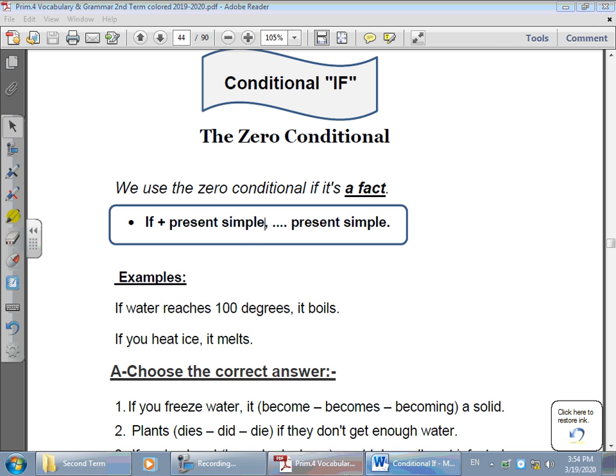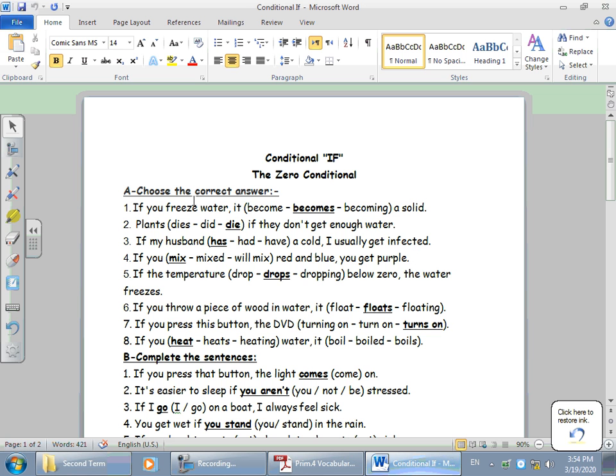Letter A, choose the correct answer. 1. If you freeze water, it becomes a solid. It becomes. 2. Plants die if they don't get enough water. Plants die. 3. If my husband has a cold, I usually get infected. If my husband has.